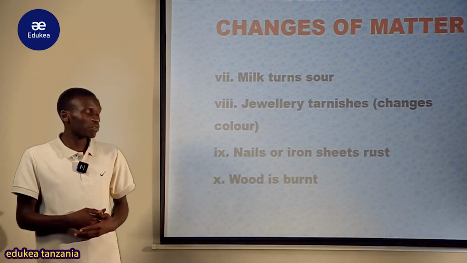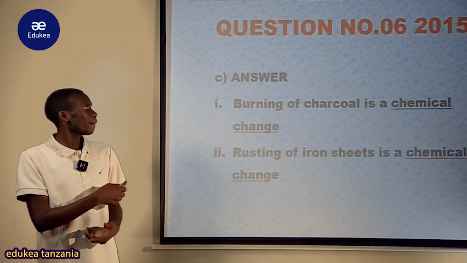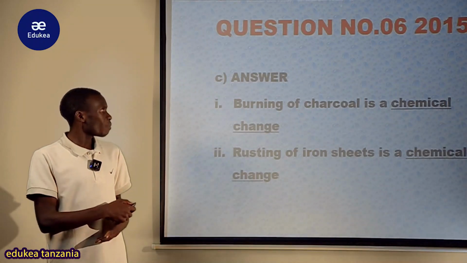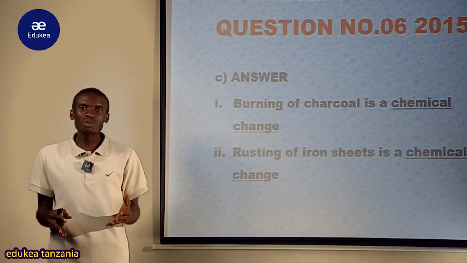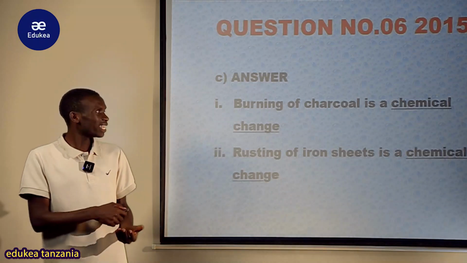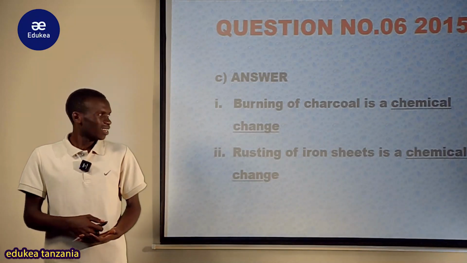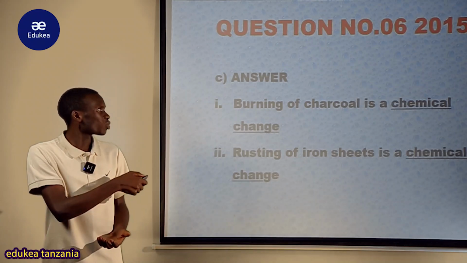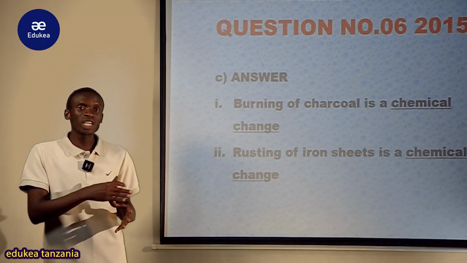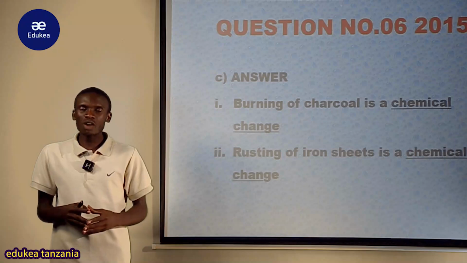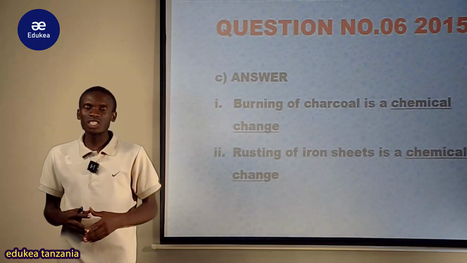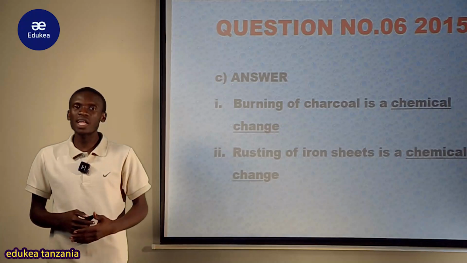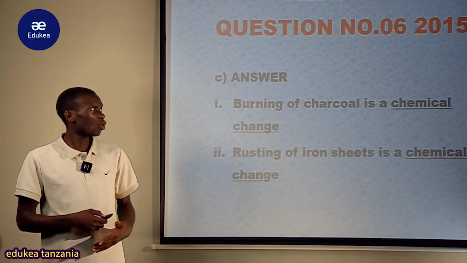So this was about the chemical change and the physical change. After then we see the answer of the question. So burning of charcoal, tayari tumeona pale, burning of wood, hii ni chemical change. Rust of iron sheet is a chemical change. So that was the answer. Tulikuwa tunataka tujue tu hiki ni nini. So burning of charcoal and the rusting of iron sheet, both of them were a chemical change. Kwa hivyo ndio inatakiwa ijibiwe.